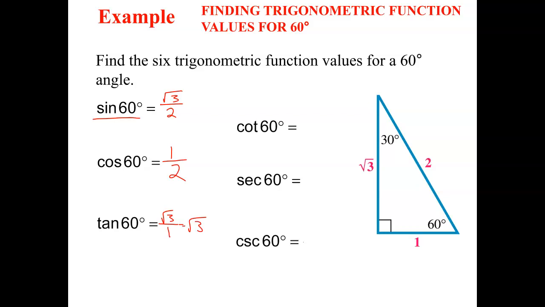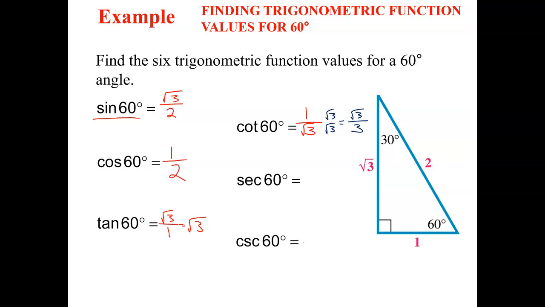I'm going to write the root 3 over 1 so that when we get to cotangent, what's cotangent going to be? Not the opposite. Reciprocal. 1 over root 3. Now again, I don't want a radical in the denominator, so I need to rationalize. How do I rationalize it again? Multiply by a radical. So I'm left with root 3 over 3. So cotangent is now root 3 over 3.